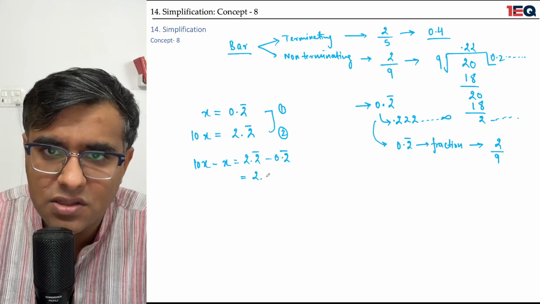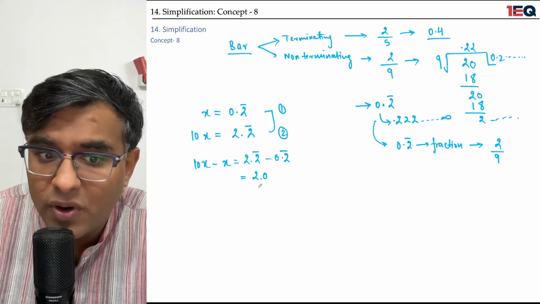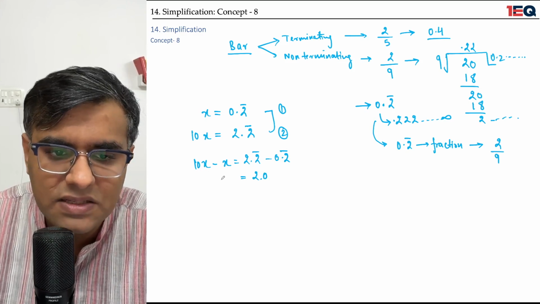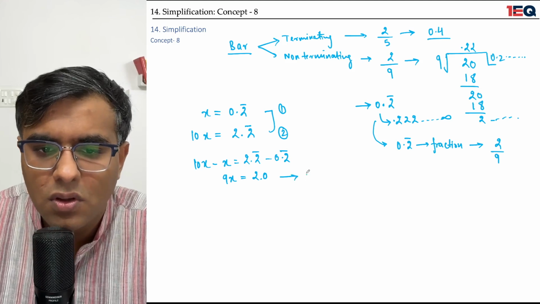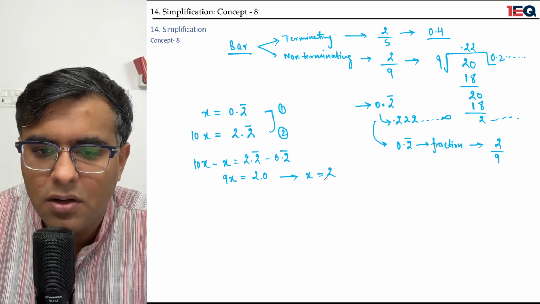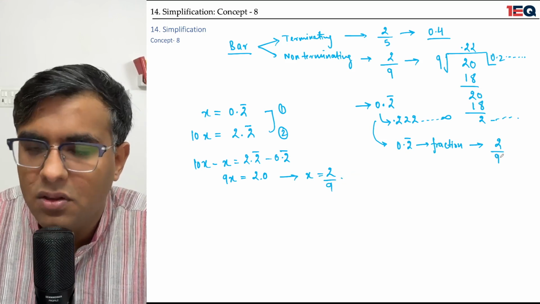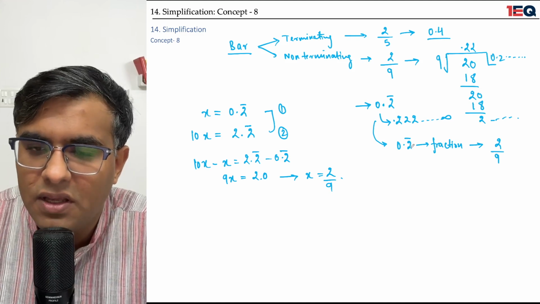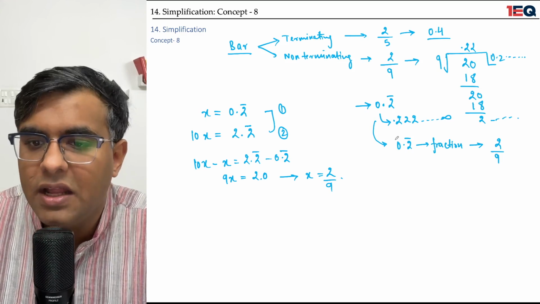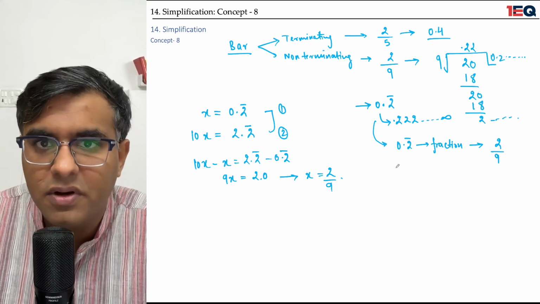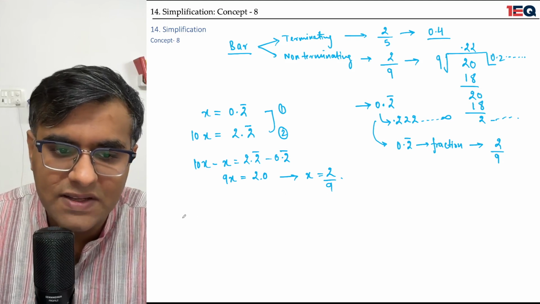So the bone of contention, or things which you don't like, the bar is no more there. The answer is 2.0 over here. And 10x minus x is equal to 9x. So the value of x is nothing but 2 by 9. And I've already talked about the shortcut. The shortcut says that every digit under the bar would represent a 9, and every digit outside the bar would represent a 0. Okay, I'll give you one more example.